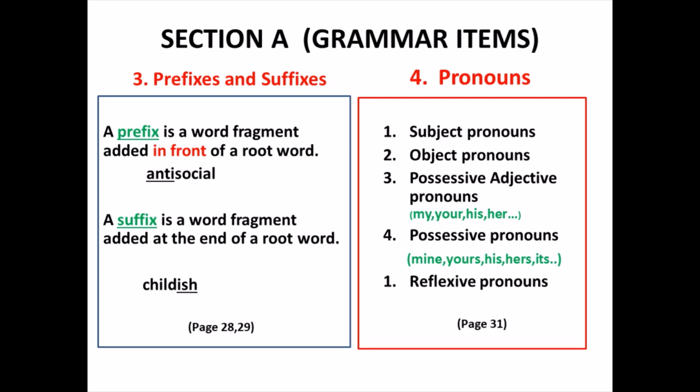Like me, he gave a book to me. So me is the objective pronoun over there. Me, you, him, her, it, us, you, and them. Then possessive adjective pronouns are like belonging adjectives. This is my book. This is your laptop. This is his, say, mobile. Like that, they are all possessive adjective pronouns.